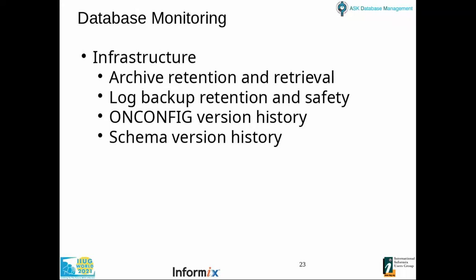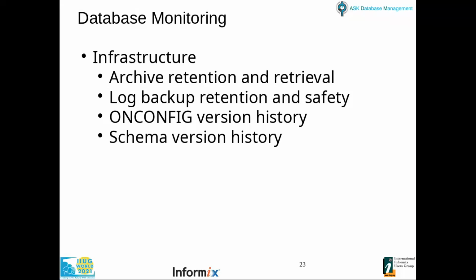Monitor infrastructure, archive retention and retrieval, log backup retention and safety, right? Are my log backups being copied off quickly to someplace safe in case the server hard crashes or the storage does? Right, after every log backup, every log file completes, it should be backed up. Within moments after it's backed up, it should be copied off somewhere safe, so that we can do a restore up to the last moment we can with the backups.